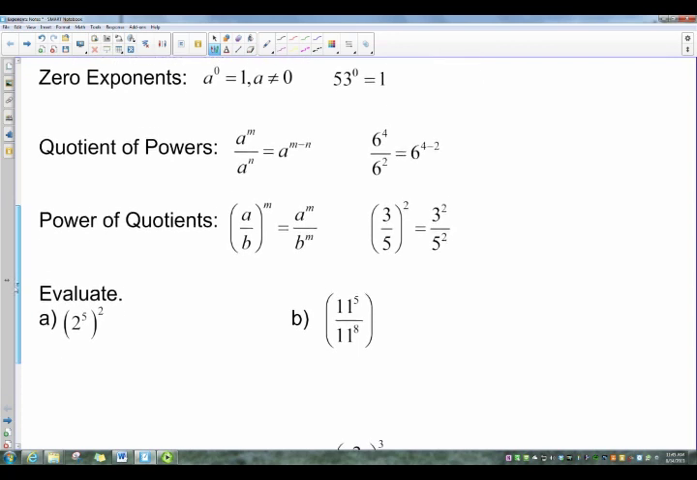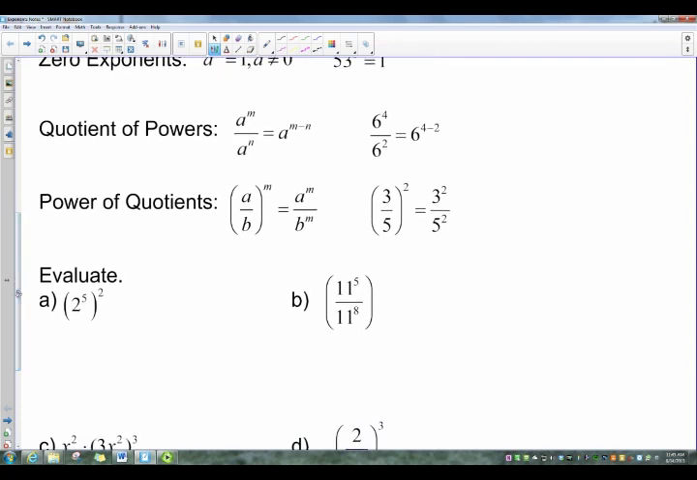Now, up above we had products, now we have quotients, which means we have division problems. So quotient of powers, I have a to the m over a to the n. Well, in this case, again, my base is the same, so I'm going to take my two exponents, and above, when I was multiplying, I added. Now that I'm dividing, I subtract. So I have a to the m minus n. So here I have 6 to the 4th over 6 squared equals 6 to the 4 minus 2, which is 6 squared. And an easy way to think of this, 6 to the 4th is 6 times 6 times 6 times 6. 6 squared is 6 times 6. Now anytime you have a fraction, if you have the same thing in the numerator and denominator, they cancel out. You're left with 6 times 6, which is 6 squared.